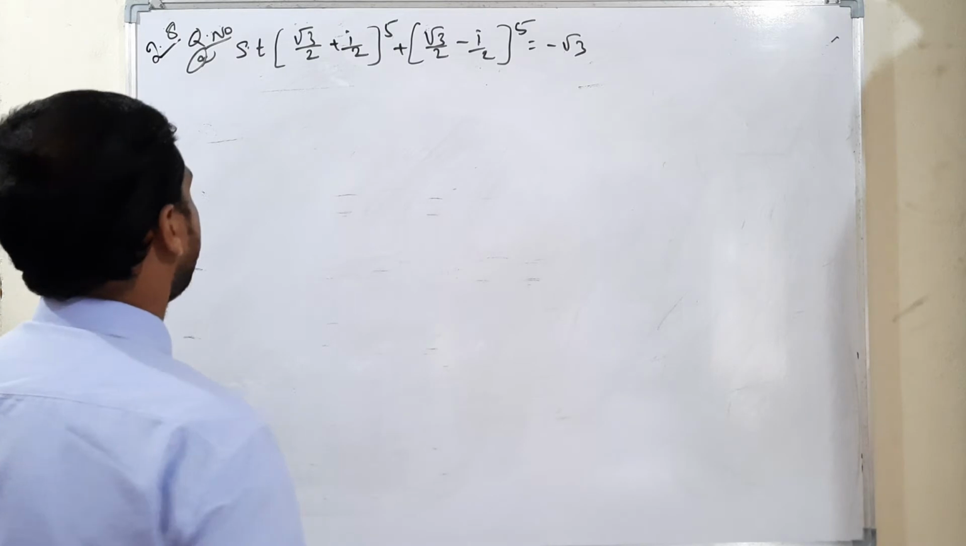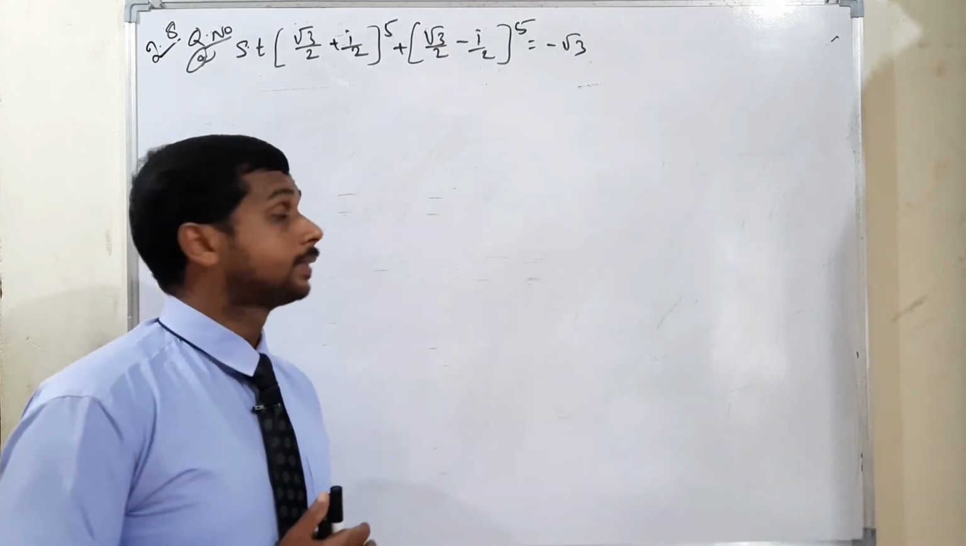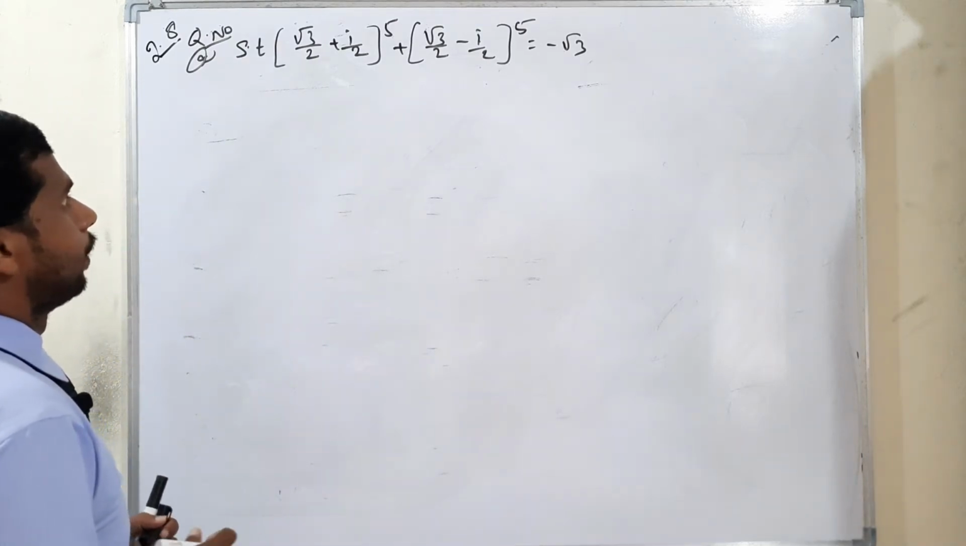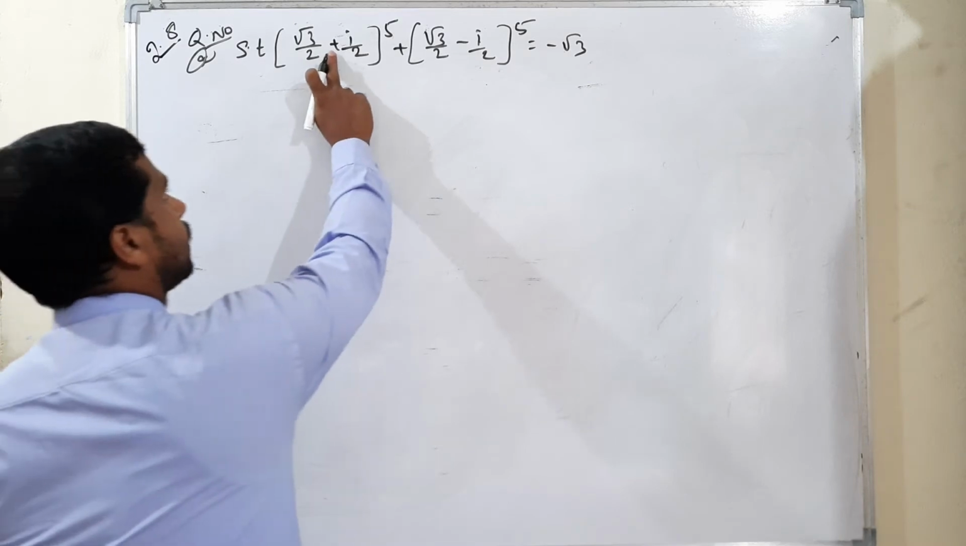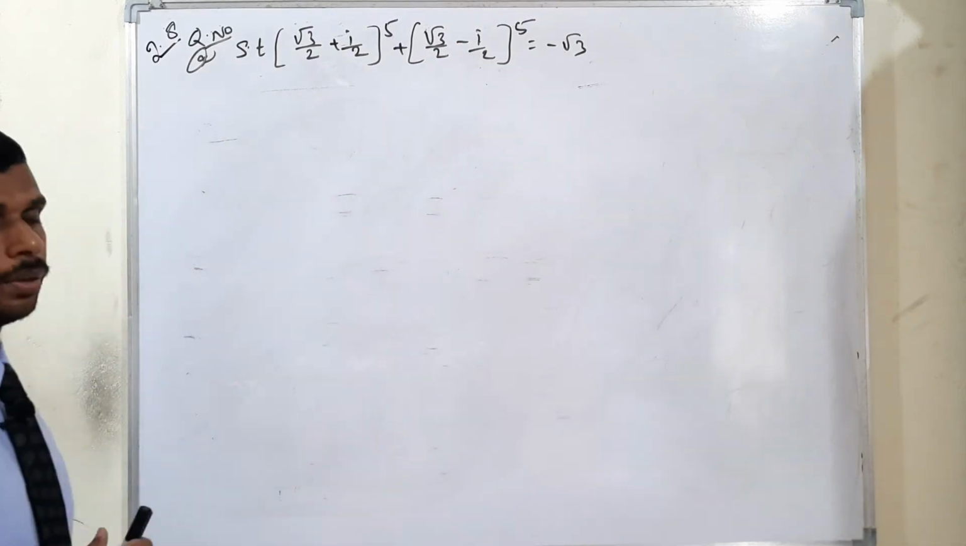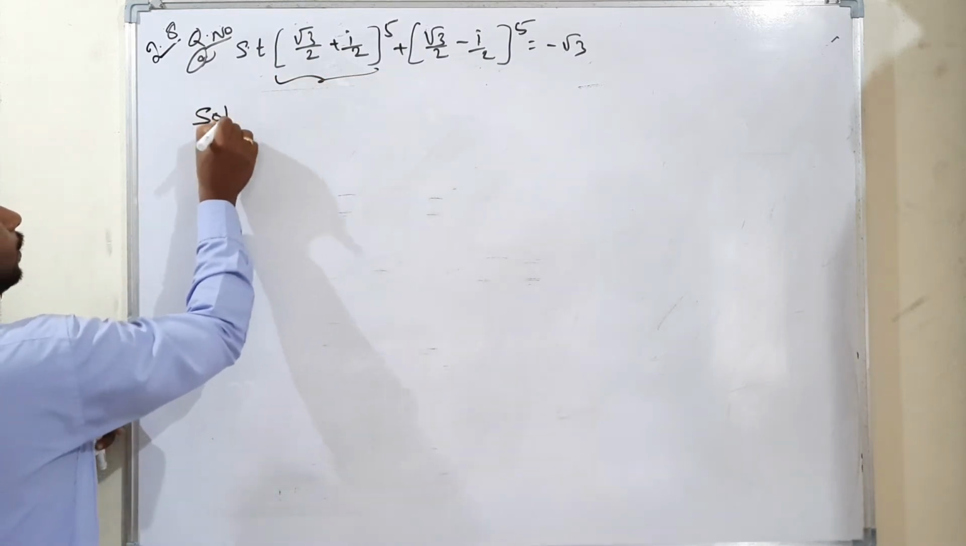So exercise 2.8, question number 2. Already I have done question number 1 in the last class. Moving to question number 2, show that (root 3 by 2 plus i by 2) the whole power of 5, and instead of plus there is minus here, both the terms will be equal to minus root 3. We have to show this. Okay. First I will consider the positive term. Solution.